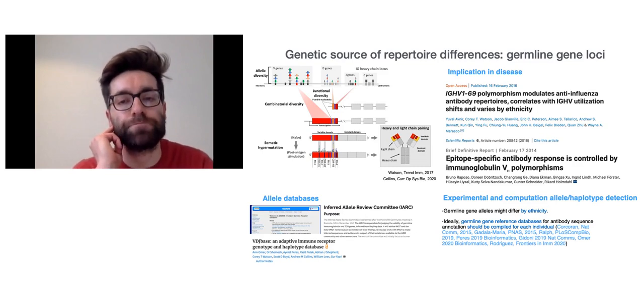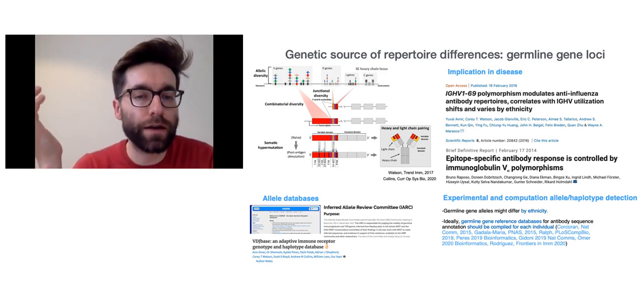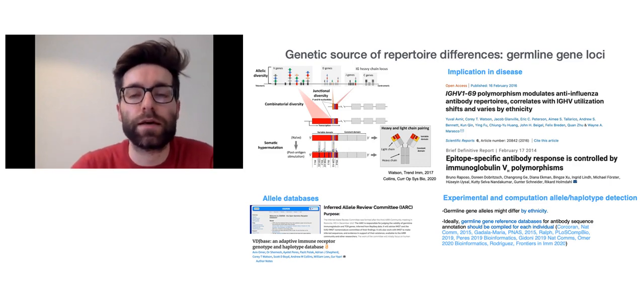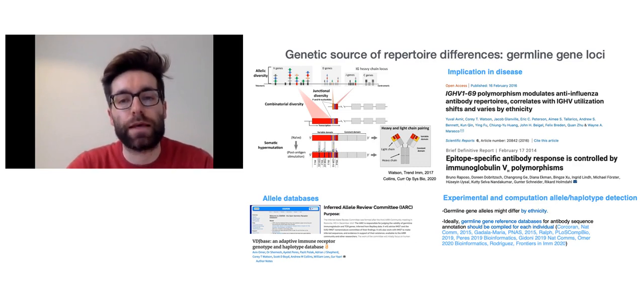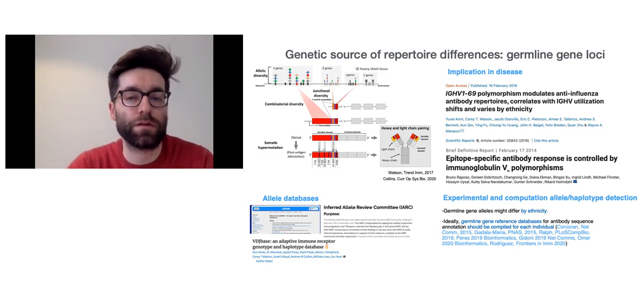So why is it important that we look at alleles? Because they are not only there for our amusement, they also have been implicated in disease. So, for example, alleles of IgHV1/69 have been implicated in better or worse neutralization of the virus, and these also may vary by ethnicity, as many of the polymorphisms do.